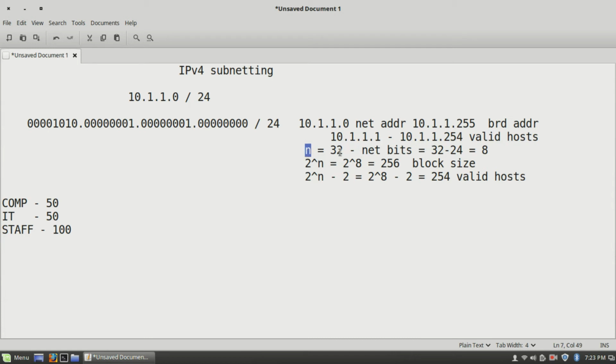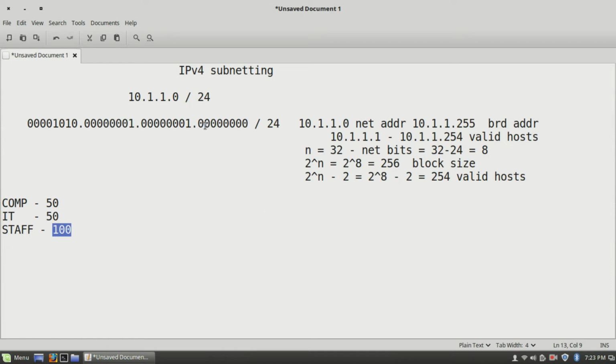Now, 32 is constant. It will never change because IPv4 itself is 32 bits. So we can change the network bits. If we increase the network bits, the value of n will decrease. If I assign bits from host bits to network bits, the network number will increase and n will decrease. If n decreases, the block size will decrease, right? That is what I want. I want a smaller block size for subnetting.